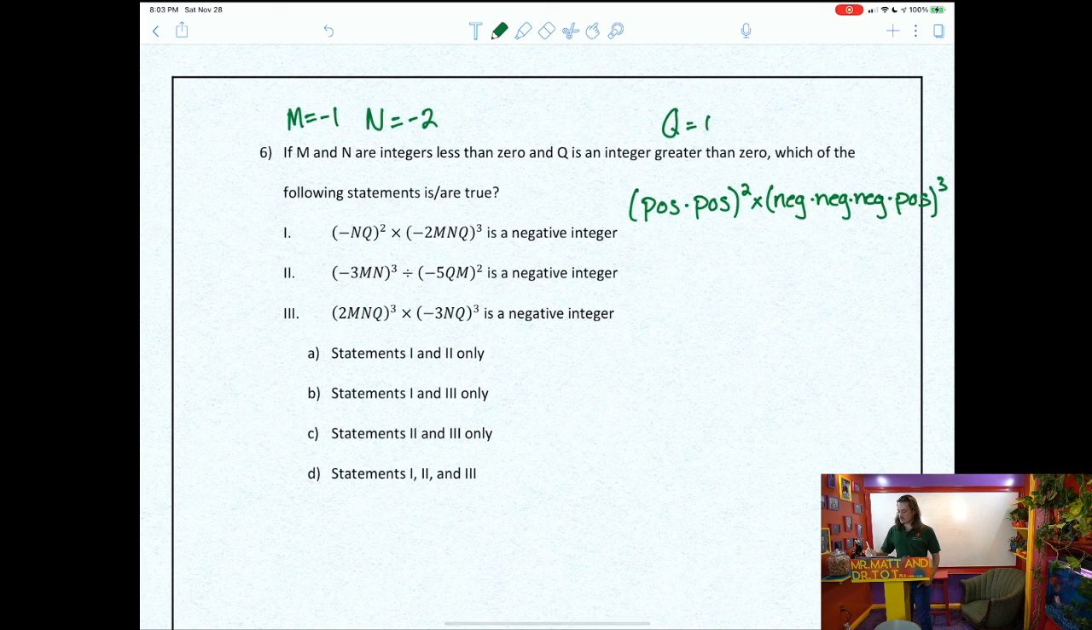A positive times a positive is a positive, so we're going to have a positive squared. A negative times a negative is a positive. That positive times a negative is a negative. That negative times a positive is still negative, so it's going to be a negative cubed. A positive squared is positive, but a negative cubed, because it's an odd power, is going to remain negative. A positive times a negative is going to be negative. So statement 1 is true.